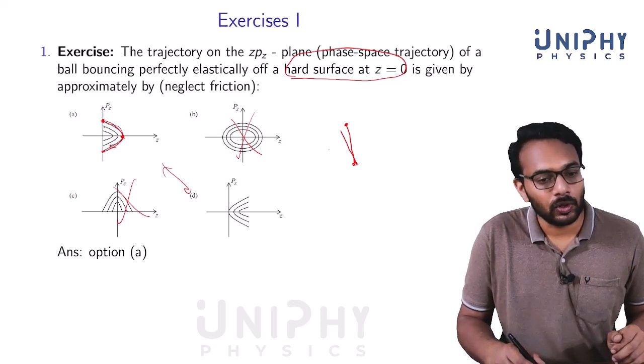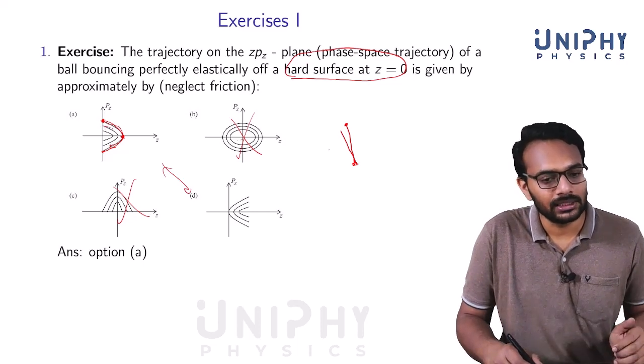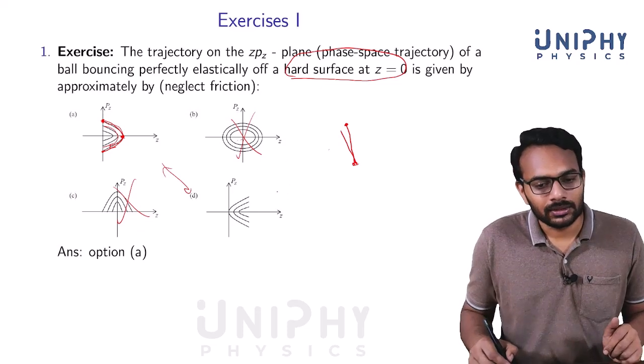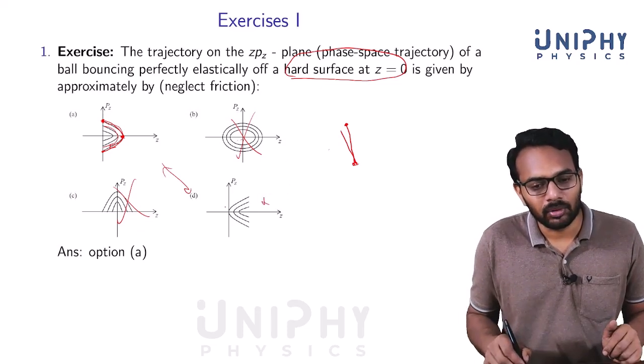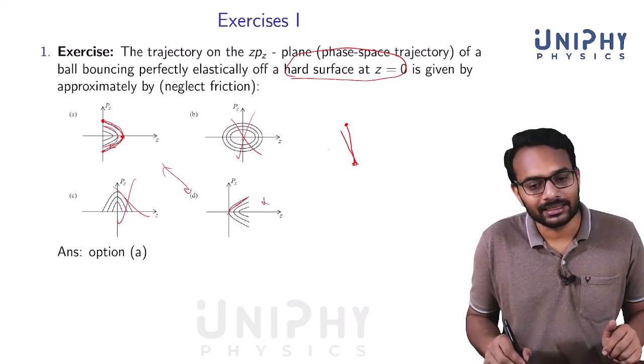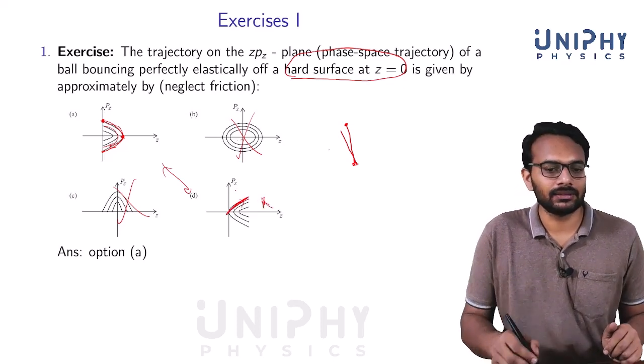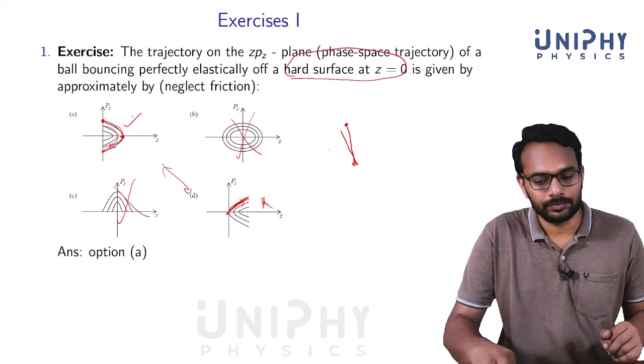If the ball starts with a lower energy, it would correspond to a curve like this. So this is not this. In this case, we see that the momentum is increasing as z increases. The momentum is increasing as z increases. So this cannot be the case. So the correct option is option A.